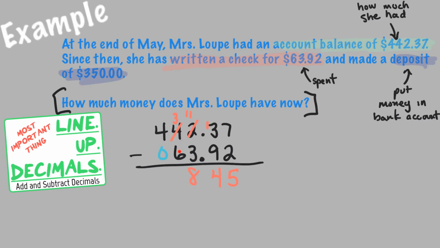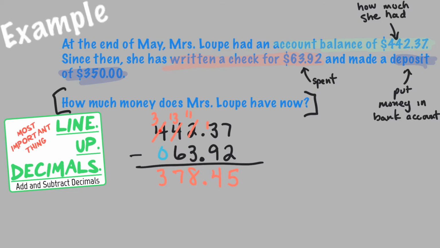Now we have 3 take away 6, which you cannot do again. If you have 3 of something, you cannot take away 6 of them. So we'll look here and borrow. So cross off the 4, make it a 3, making this a 13. So I have 13 take away 6, which is 7. And finally, 3 take away 0. I can do that. And then finally, my very last step, decimals are lined up so that it comes straight down in between the 8 and the 4. So my decimals are completely lined up here.